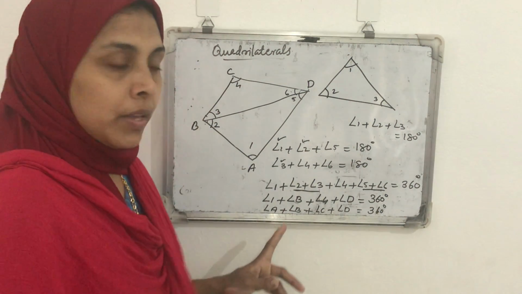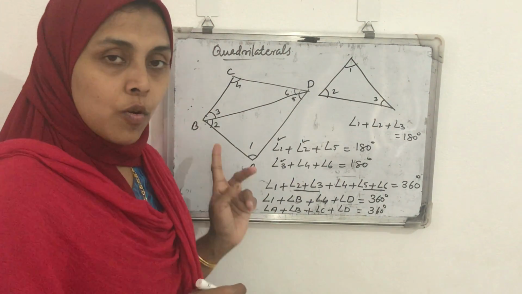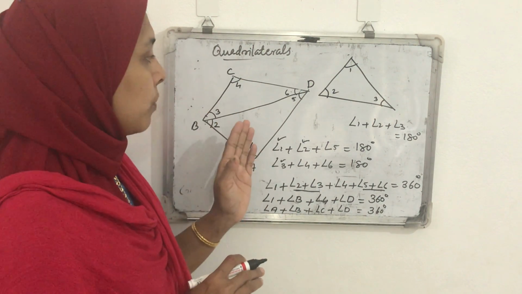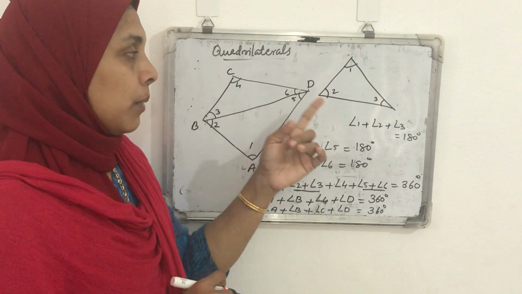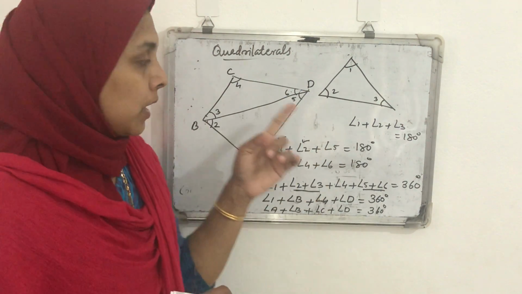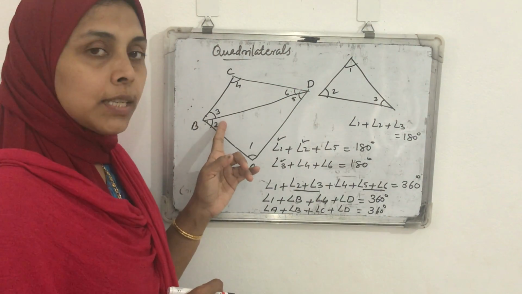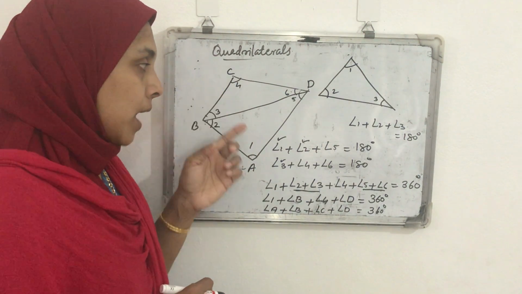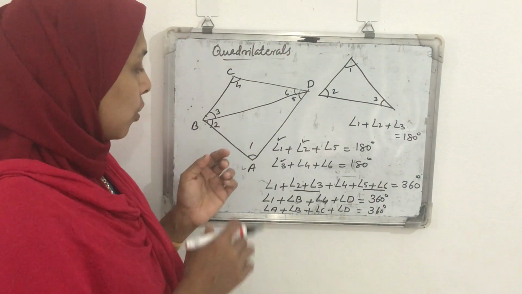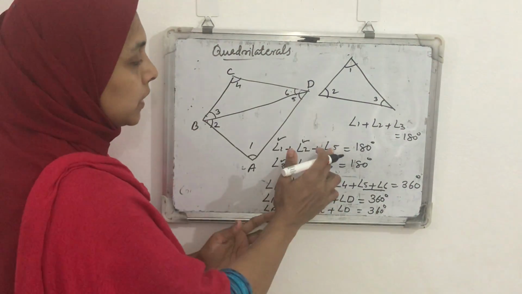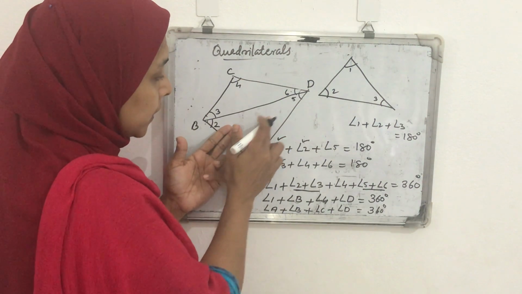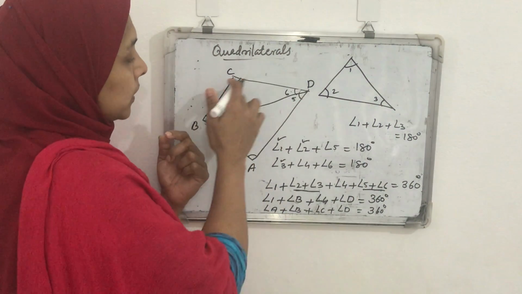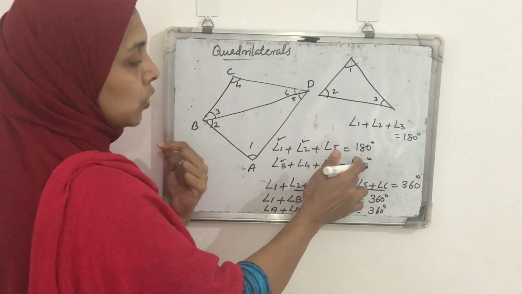Now what did we prove? The sum of the four angles of a quadrilateral is 360 degrees. Okay, that we proved by using the angle sum property of triangles. We draw a diagonal of the quadrilateral and divide it. Then after drawing the diagonal, we get two triangles. First we add the sum of the angles of the first triangle, that will be 180. Then the sum of the angles of the second triangle, that also is 180.